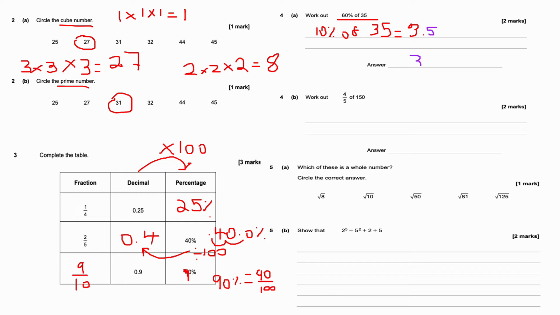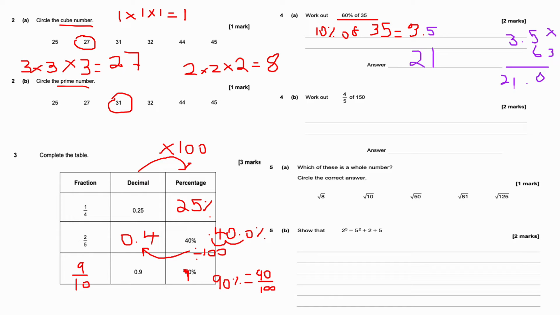So 3.5 is equal to 10%. We need to work out what 60% is. So we're going to multiply that by 6, or do a column addition 6 times. 6 5s are 30, 0, carry the 3. 6 times 3 is 18, plus the 3 is 21. So the answer is 21, guys.